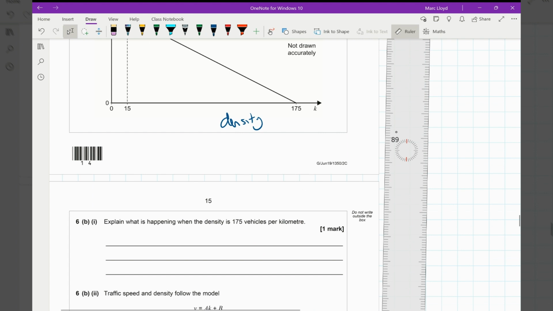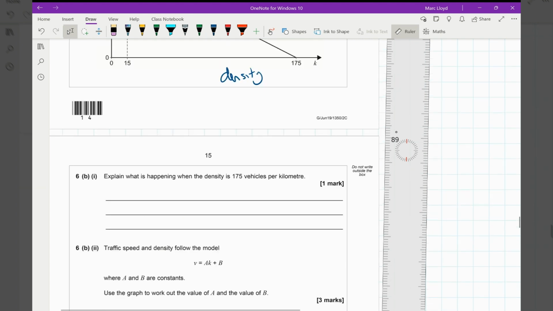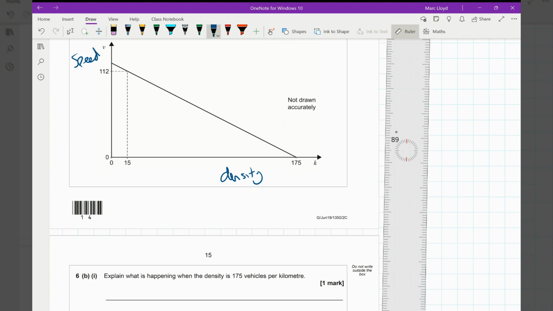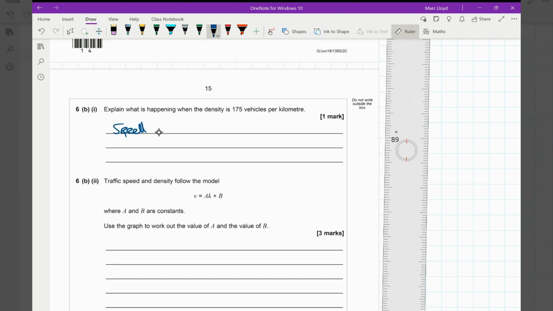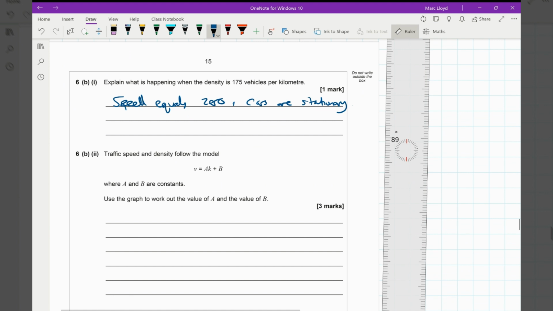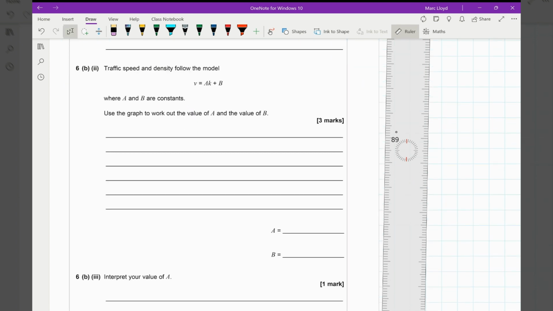Okay, scroll it down. Explain what is happening when the density is 175 vehicles per kilometre. Well, that's this bit here on the graph, which means it's in line with 0 on the x-axis, or the k-axis, should we say. And then because we've labelled that, we can see that that represents the speed. So therefore, speed equals 0, and therefore, cars are stationary.